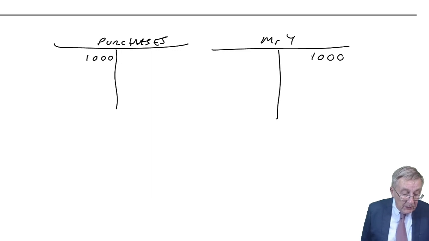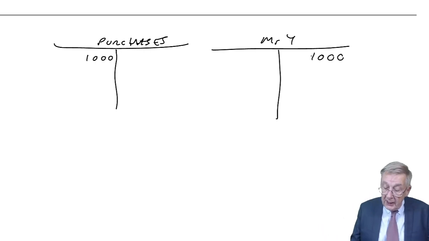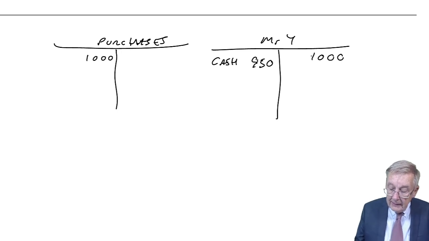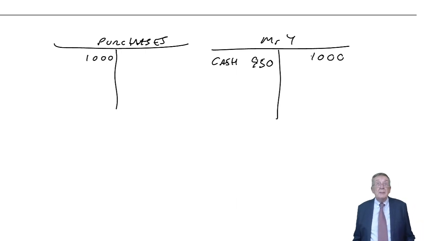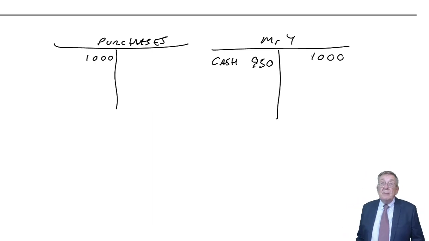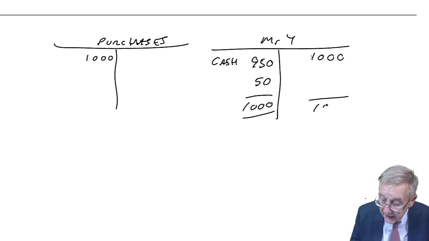However, if we do pay within a month and we only pay £950. So as always, when we make the payment, credit cash, debit Mr. Y with £950. But of course, we can't leave it there. We can't leave it there showing us as still owing 50. We're not owing 50 because we got the discount. And so we need to remove that 50. We debit Mr. Y with 50, and of course the account's now clear.